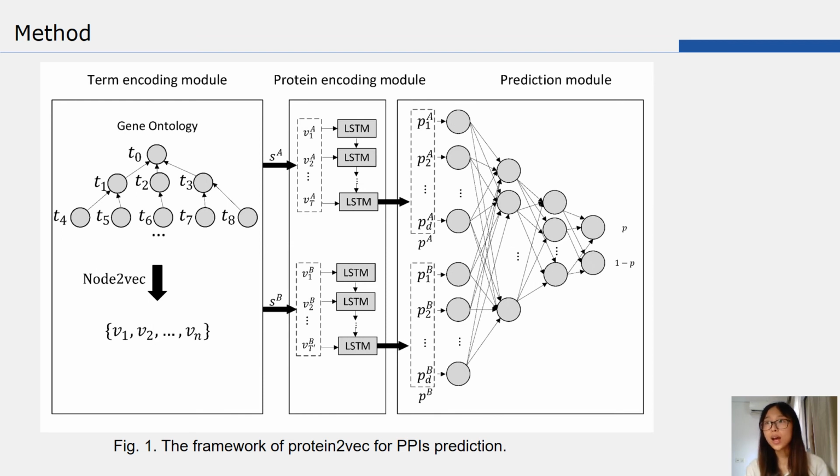In the right, it's a prediction module. It's a feed-forward neural network. It takes the 2 protein vectors, PA and PB, as input to predict the presence or absence of interaction between the 2 proteins. That is, the output is a probability distribution.